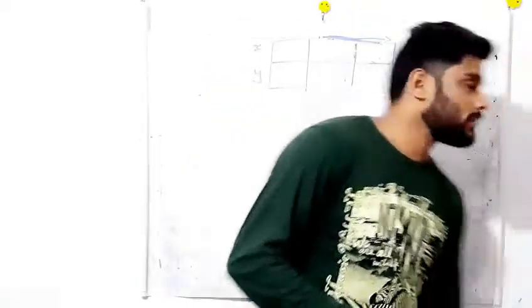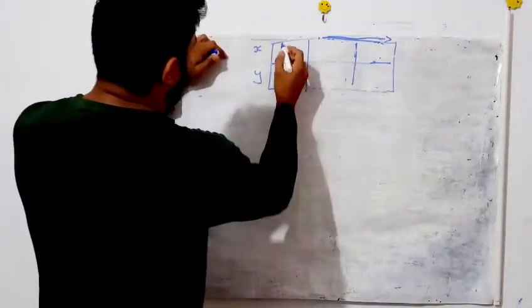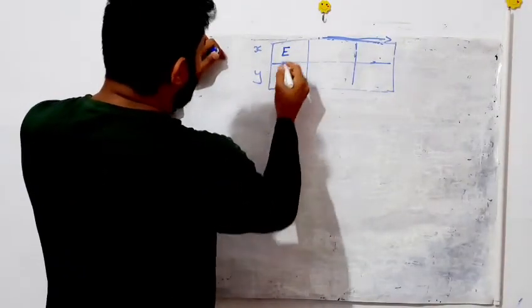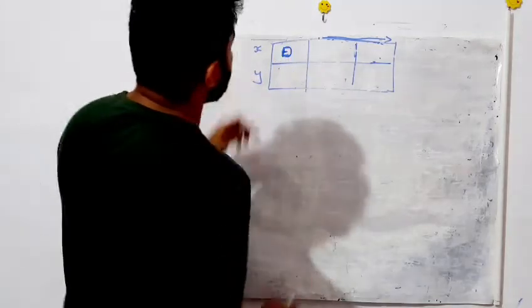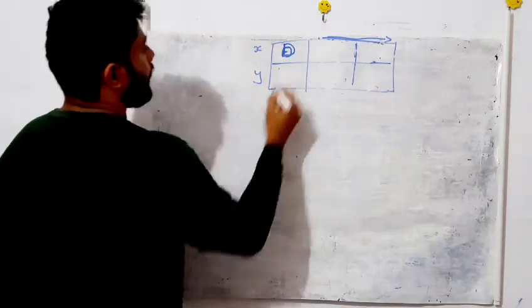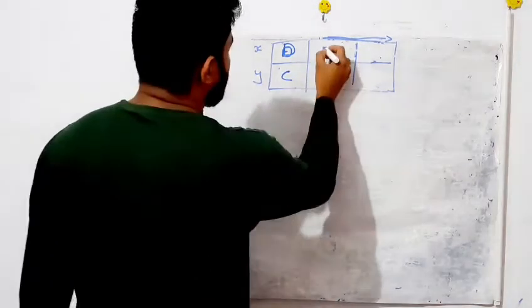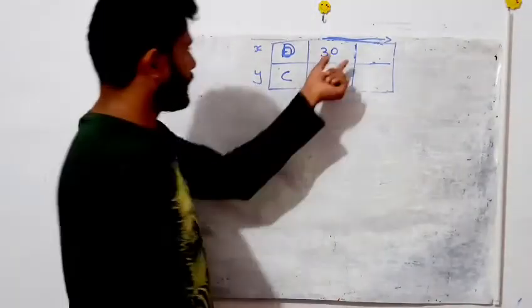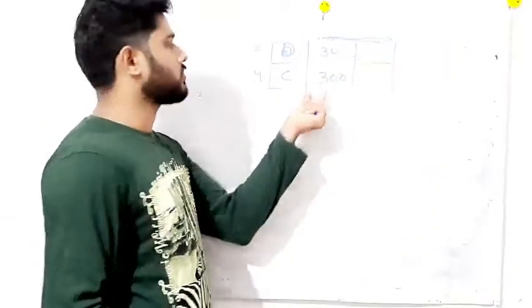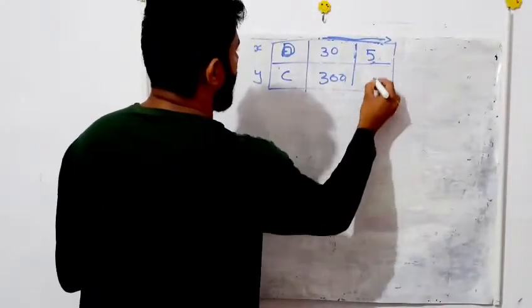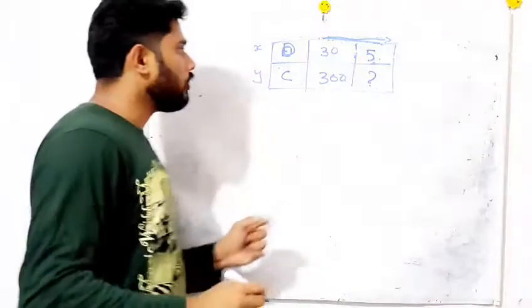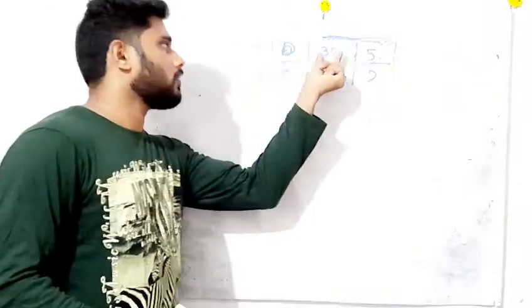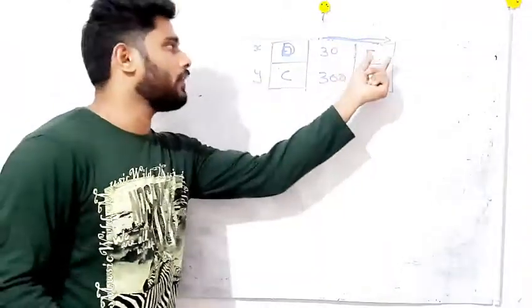Question number B. If 30 dozen eggs cost 300, find the cost of 5 dozen eggs. So here, what is given? Here x is given, the number of dozen. So I am writing dozen, d. It's not egg, it is d. And cost is also given. 30 dozen cost is 300. Okay, 30 dozen and cost 300. Then the price of 5 dozen, how much? That is the question.